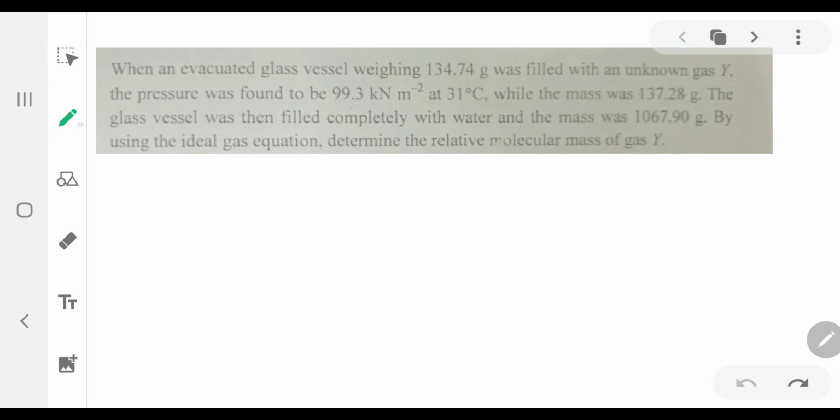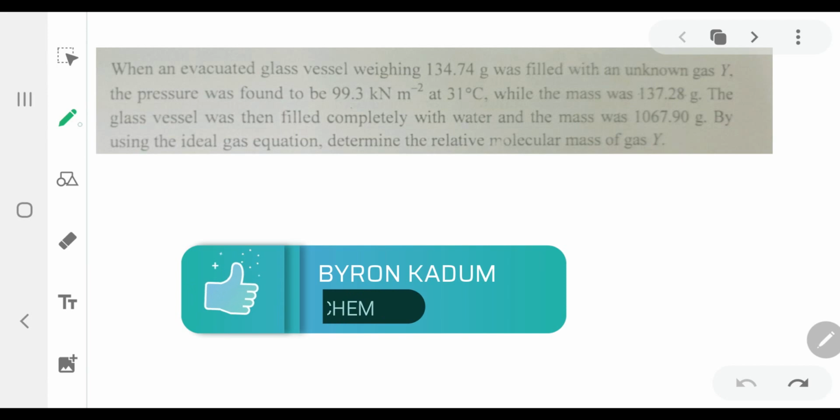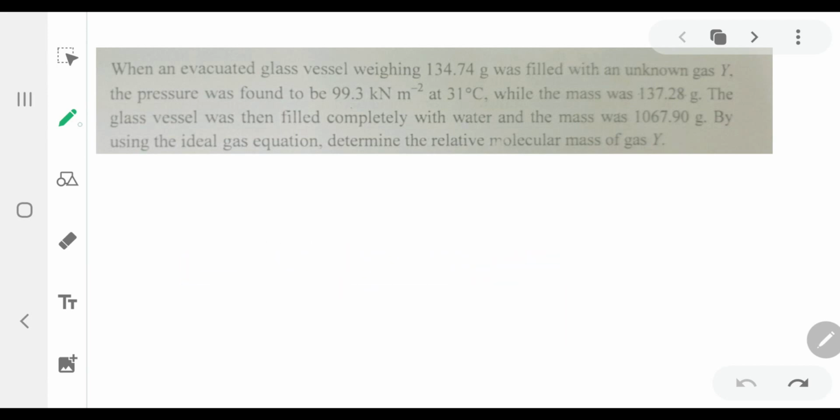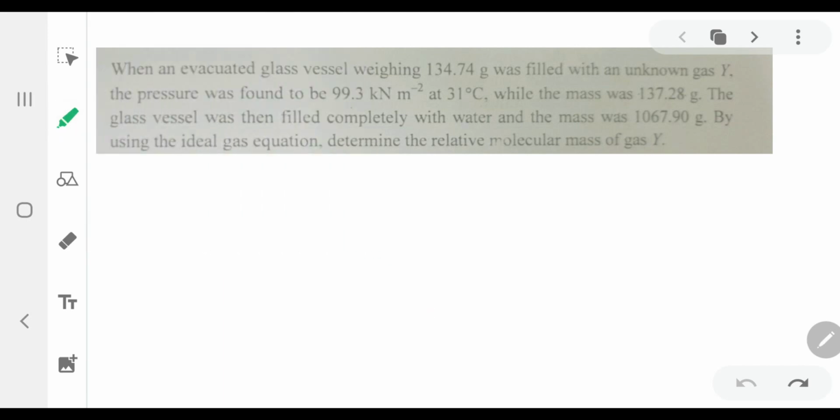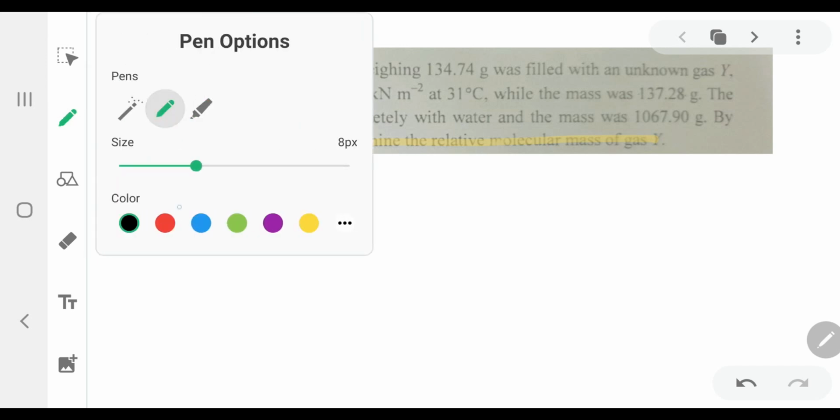So the first thing that you need to do is, as usual, try to figure out what the question wants you to find. That is a very important key skill when you want to solve a given problem. Over here, it wants you to determine the relative molecular mass of gas Y.